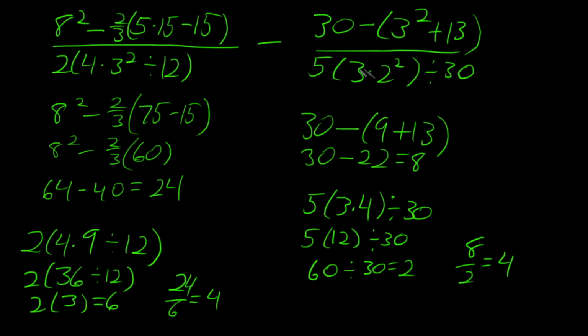So now we can replace both fractions. The first fraction turned out to be 4, and so was the second. So we have 4 and then minus 4, and after all that, our final result is 0.